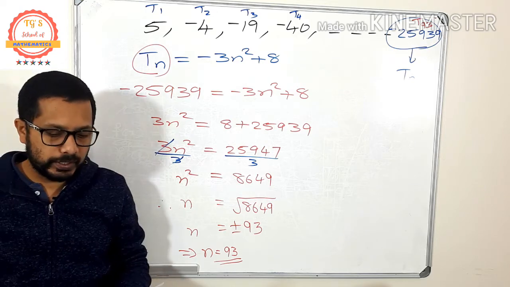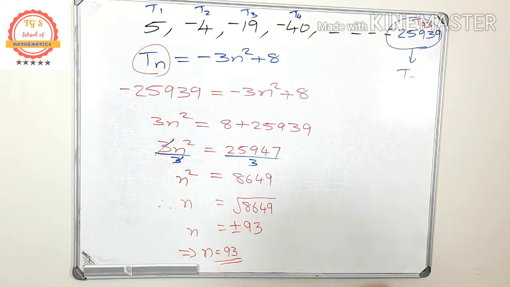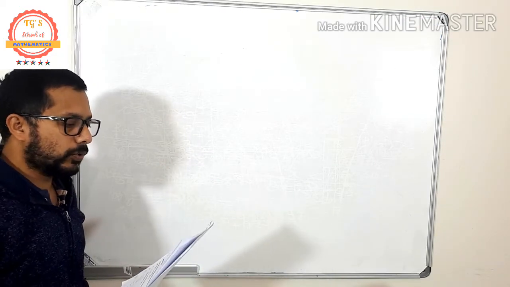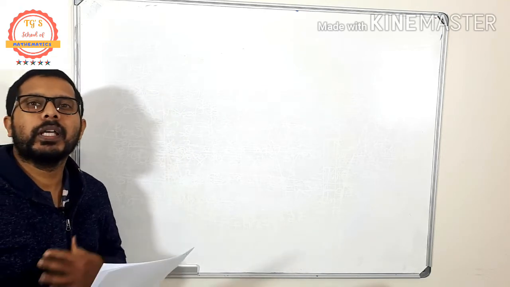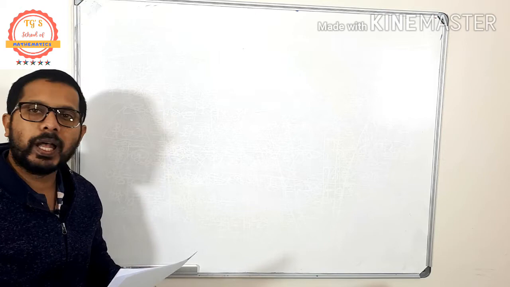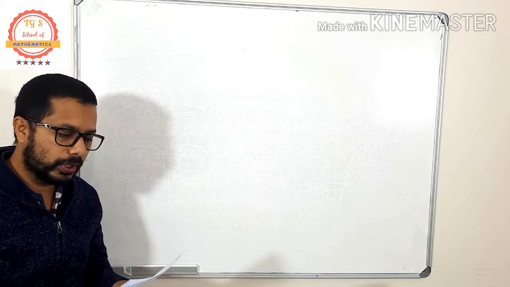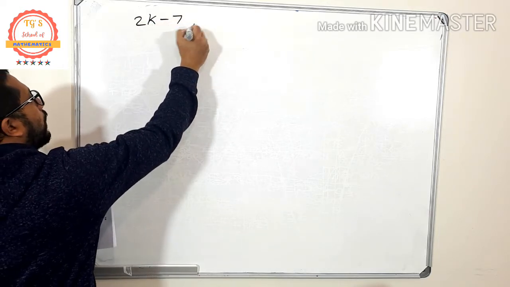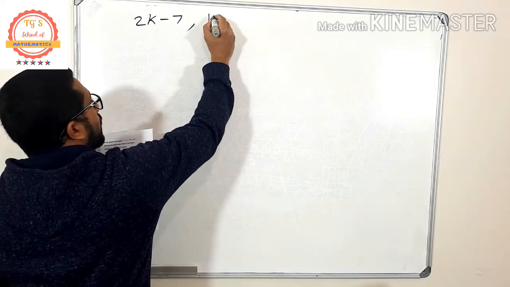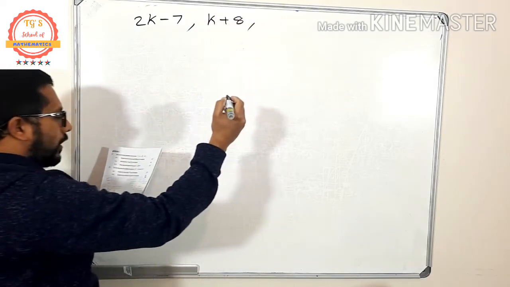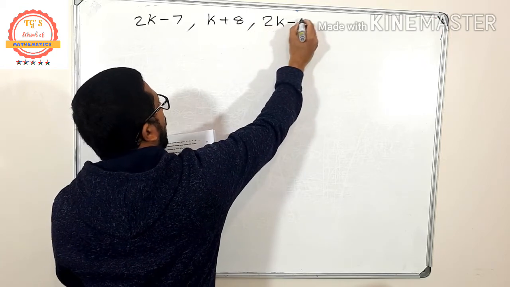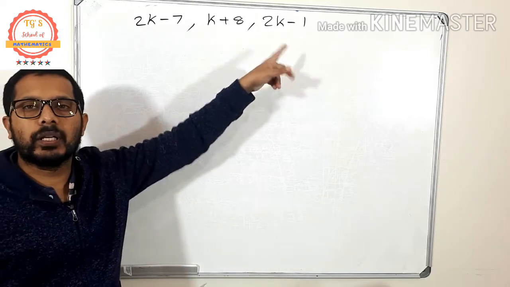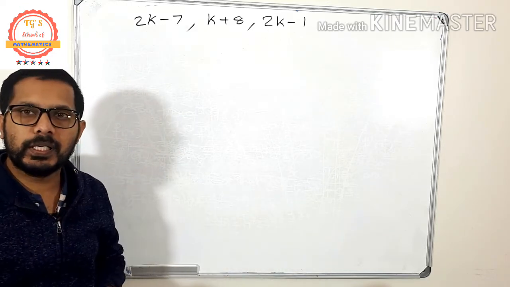Okay, now let's go to the next question. Question number 2.2. The first 3 terms of an arithmetic sequence are 2k minus 7. So the first term is 2k minus 7, the next term is k plus 8, and the third term is 2k minus 1. So it is given that these 3 terms are the first 3 terms of an arithmetic sequence.